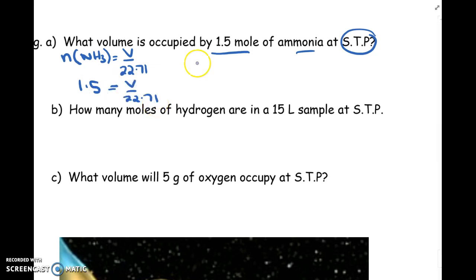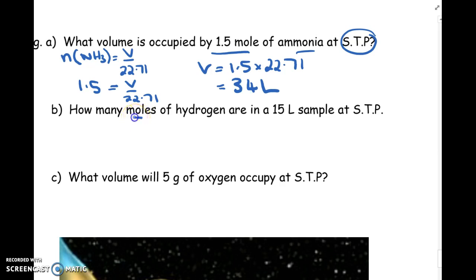Now we're going to rearrange to find the volume. So the volume will equal 1.5 times 22.71, which is equal to 34 litres. To two significant figures, that's 34 litres. Let's try the second example.